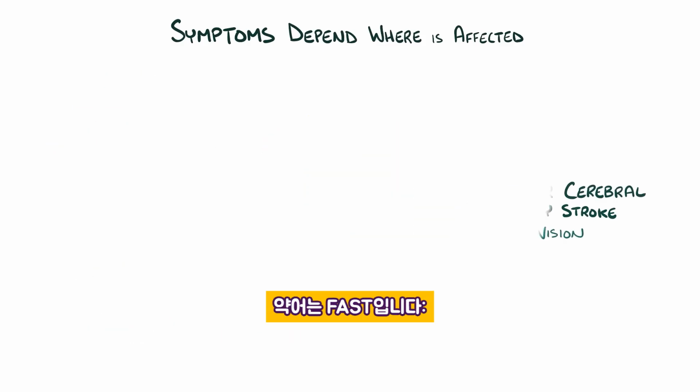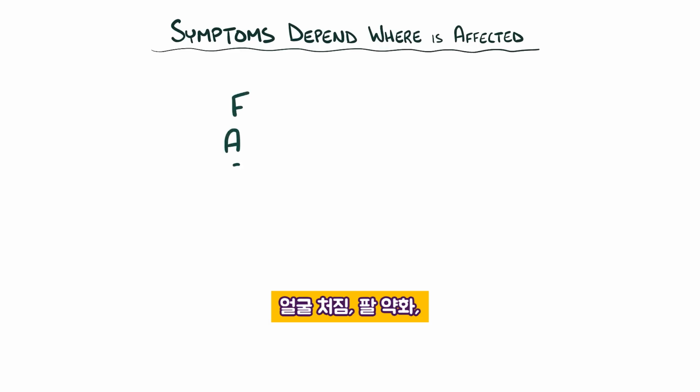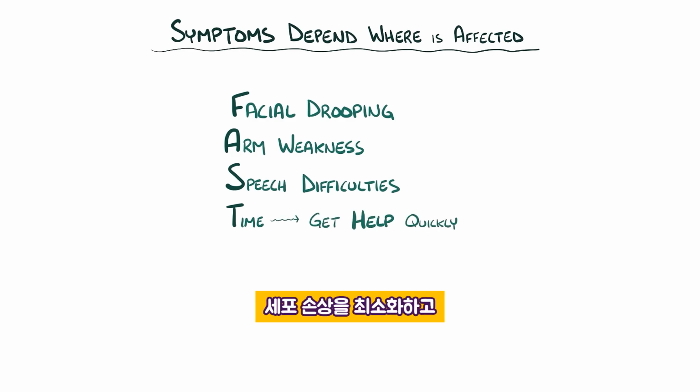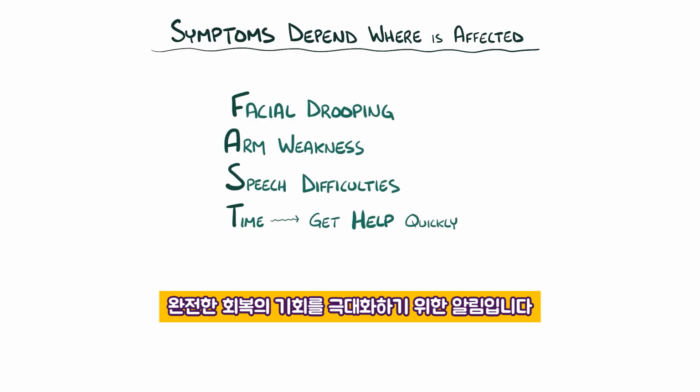An acronym to remember some common stroke symptoms is FAST: facial drooping, arm weakness, speech difficulties, and time. Time is obviously not a symptom, but just a reminder to get help as quickly as possible to minimize cell injury and maximize the chance of a full recovery.